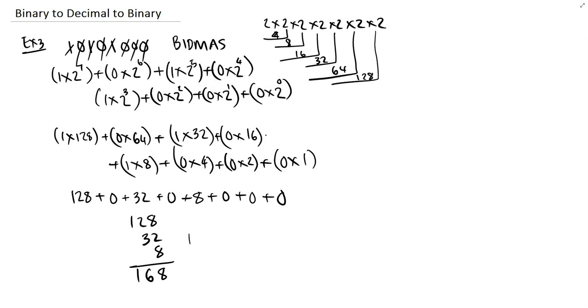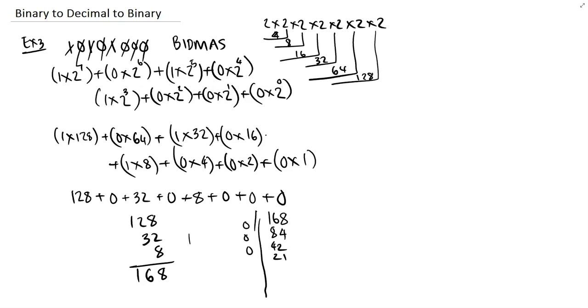So 168, if you put it back to binary, and if you put the 168 here, divide by 2, this is 84, 42, and then you're left with no number because they're divided into equal parts, even number. And if you divide this by 2, this gives you 21, and again no remainder.